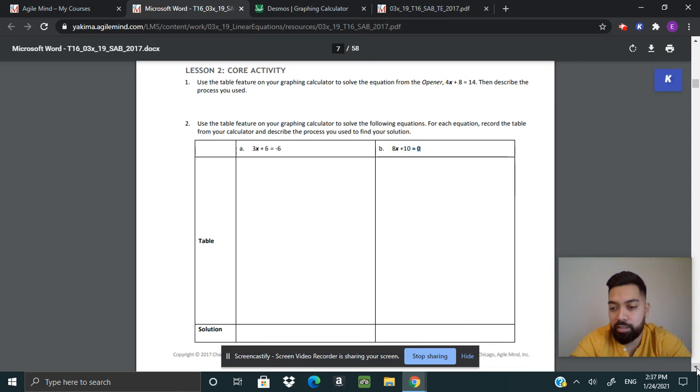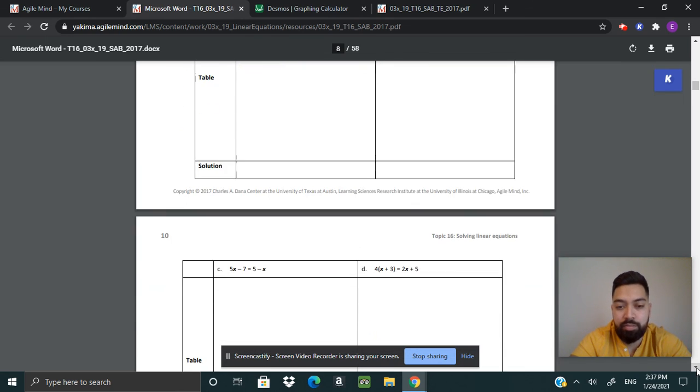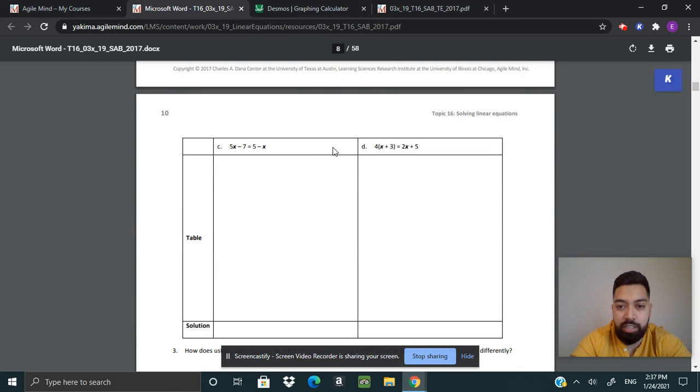If you look at the next problems that we're about to do right now, you can see these start getting a little more tricky. Now you have an equation here and an equation there, not just a single number. So we're going to talk about these two in the next video.